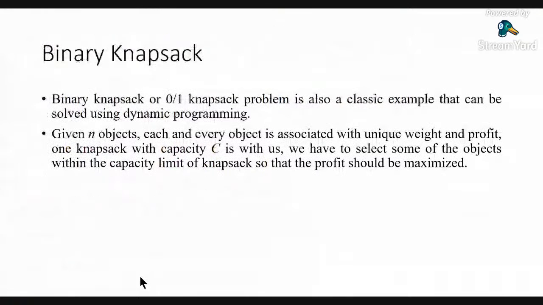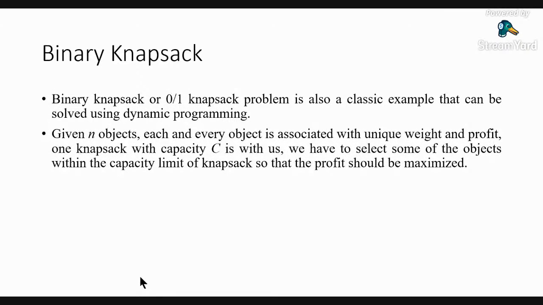Okay, now let's see the next problem in the series of dynamic programming formulation. The next problem is known as the binary knapsack problem. We had already seen the fractional knapsack problem. What was fractional knapsack? In fractional knapsack, some elements are given with some weight and profit associated with each of the objects.